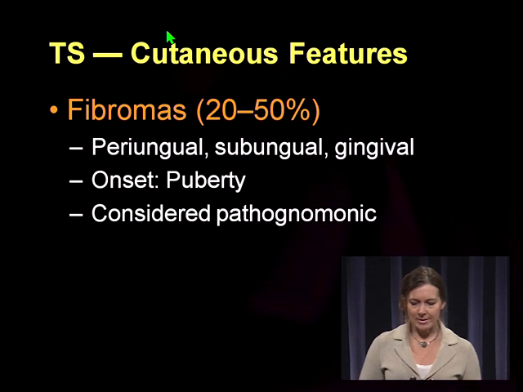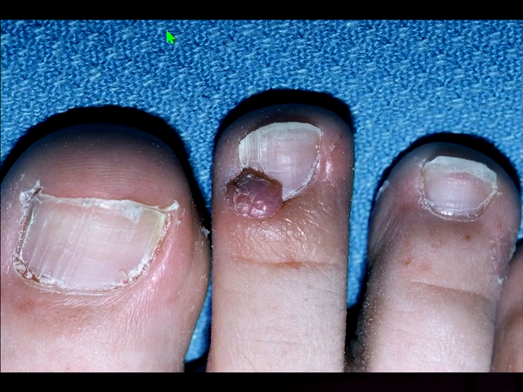The fibromas are the least common, and certainly what I have seen the least, usually appear at puberty, and they're considered pathognomonic when you have more than one. So here we can see a few subtle ones here on the great toenail at the base, another one right there, a much larger one here, and this was in the teenager girl that you've seen several pictures of already.